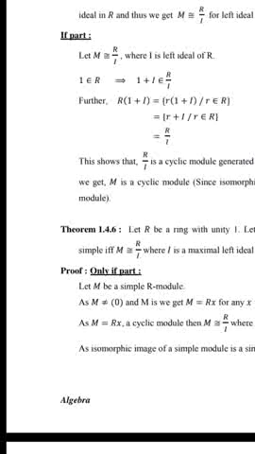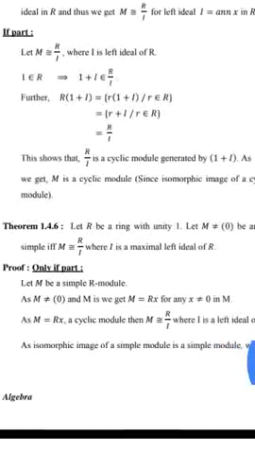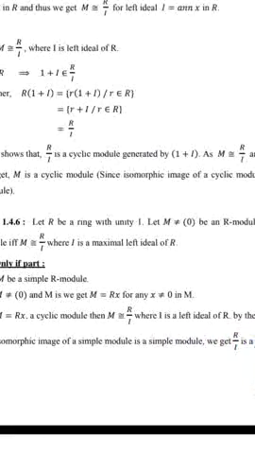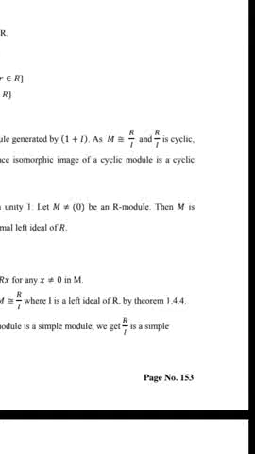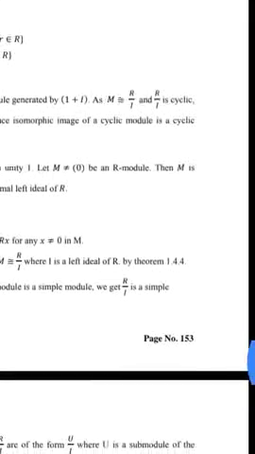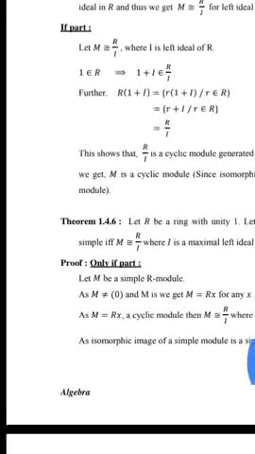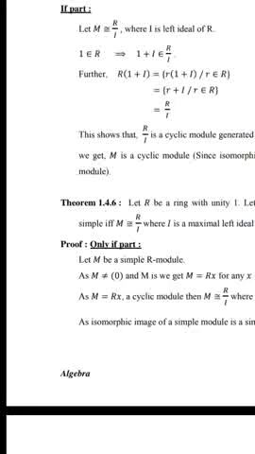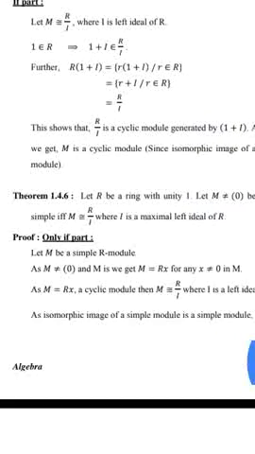Next theorem. Let R be a ring with unity 1. Let M not equal to singleton 0 be an R module. Then prove that M is simple if and only if M is isomorphic to R/I, where I is a maximal left ideal of R.